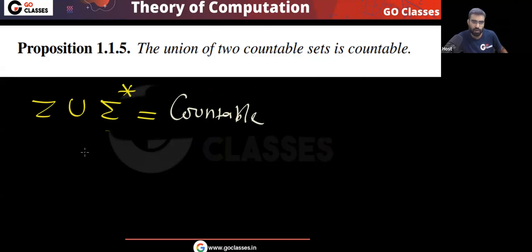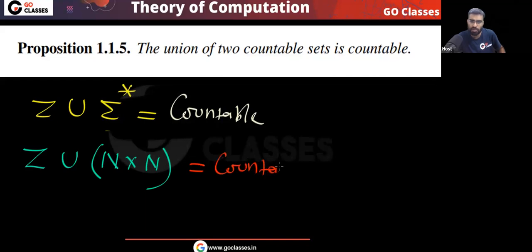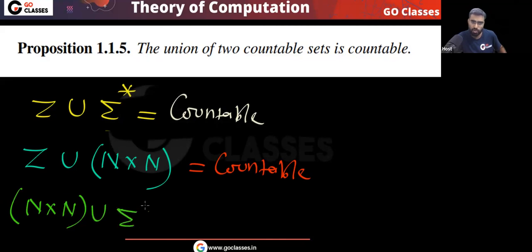This is what we want to say. For example, I can say the set of integers union N cross N. That also will be countable. The idea is very simple: if you have two countable sets, their union will be countable. You can also see, for example, N cross N union sigma star, that also will be countable. The union of countable sets is countable. This is the simple statement.